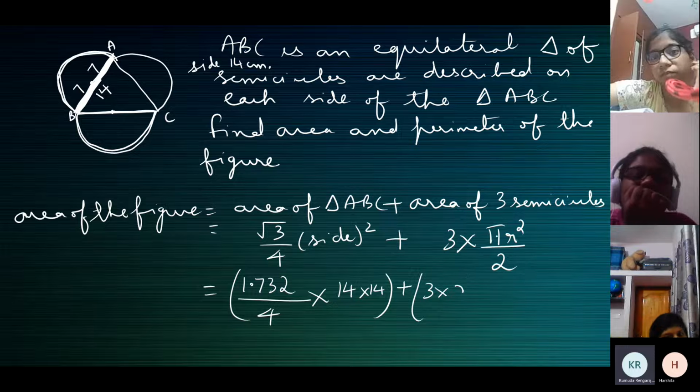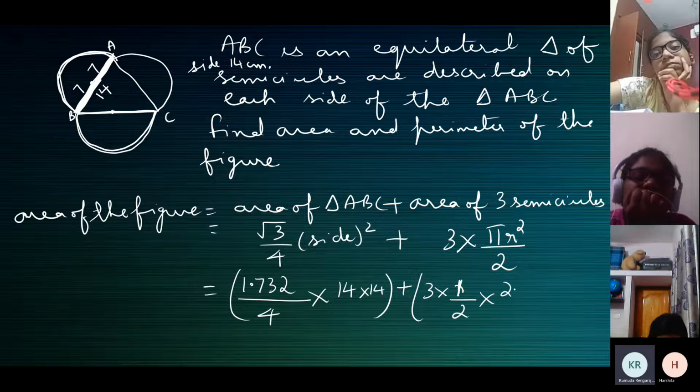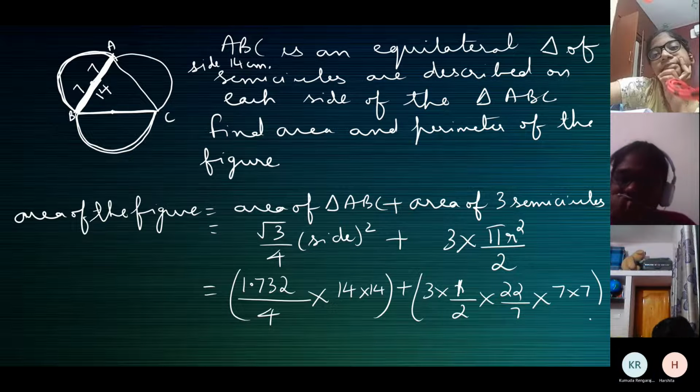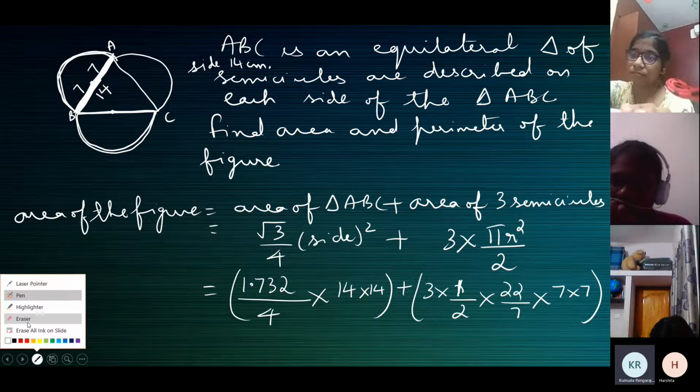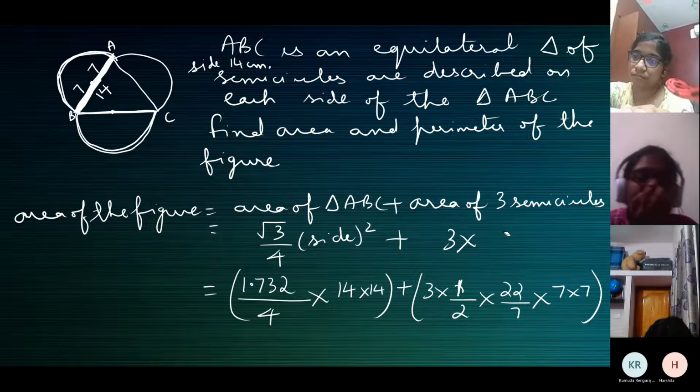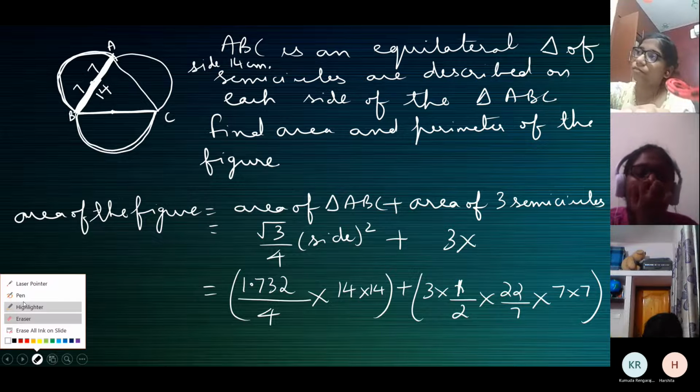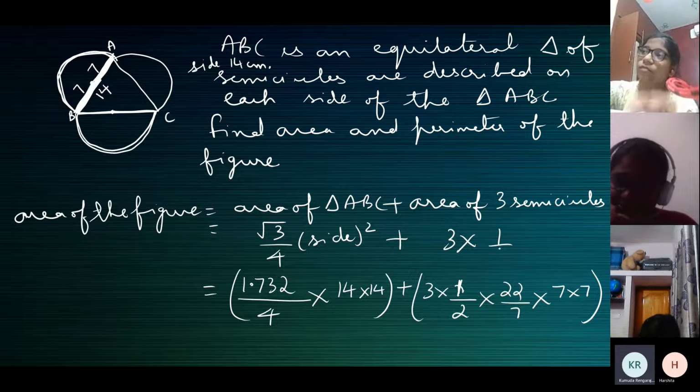So now children, this pi r square by 2, you can also write it as half pi r square. That will be more easy to calculate. Half into pi r square. That's what is pi r square by 2. So see here, 3 into 1 by 2 into 22 by 7 into r square, 7 into 7. I've just written pi r square by 2. You can write it here itself as half. Both are the same. Half pi r square.